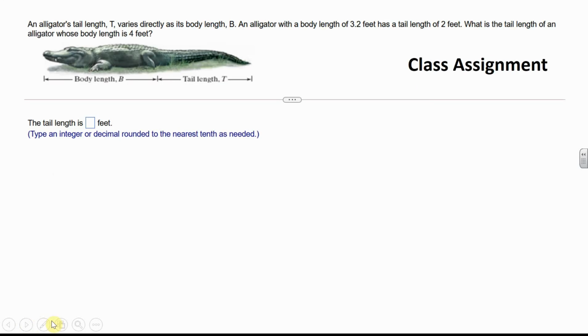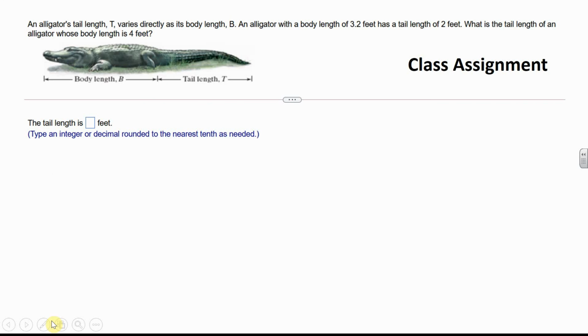All right, here's the good stuff. So here's where we've been trying to get to. Just the problems of life, right? Because problems of life are solved by mathematicians like you. Let's see. An alligator's tail length, t, varies directly as its body length, and you can see that an alligator with a body length of 3.2 feet has a tail length of 2.